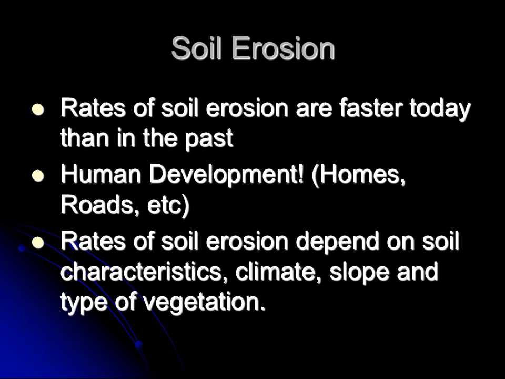Rates of soil erosion depend on soil characteristics, the climate, the slope of the land, and the kind of vegetation. If you have a really steep hill that doesn't have a lot of vegetation, it's going to erode much faster than a less steep hill with a ton of vegetation. The plants and trees root the soil down and hold it together, so if the land is sloped and in a rainy climate, it's going to erode less quickly than a steep slope with no vegetation to hold it together.